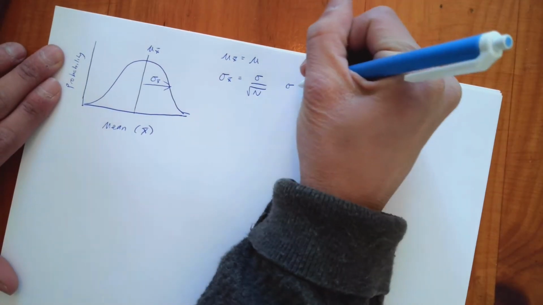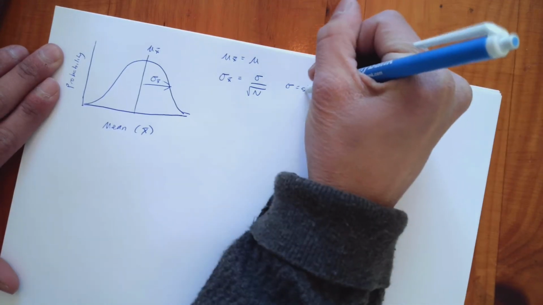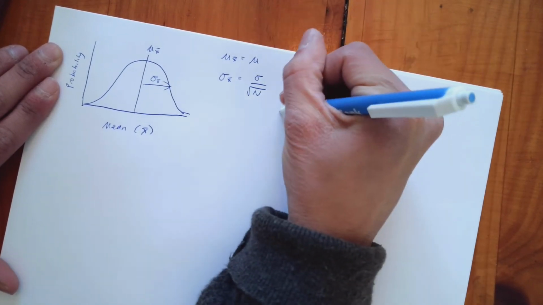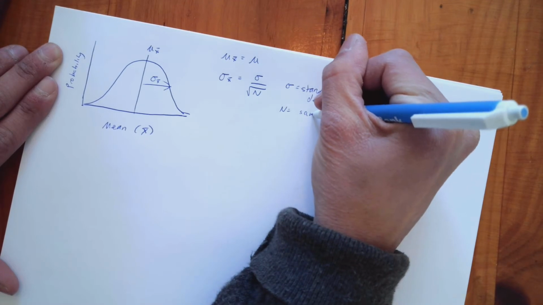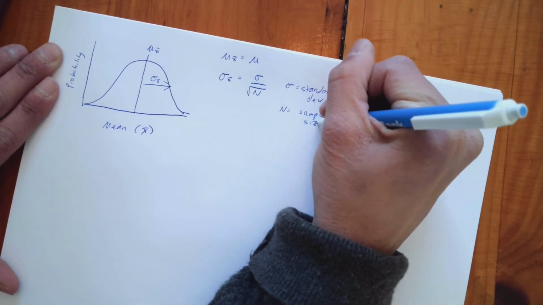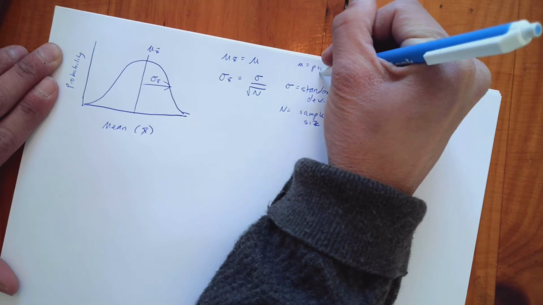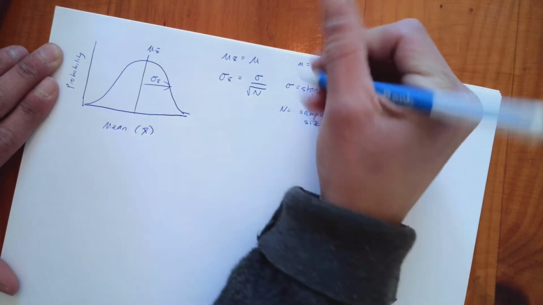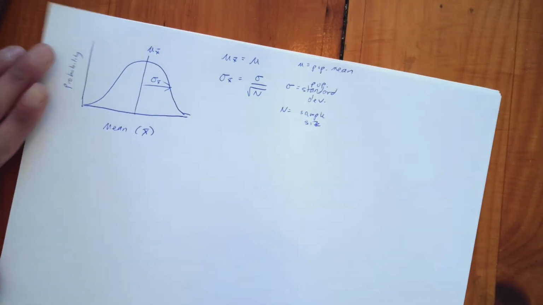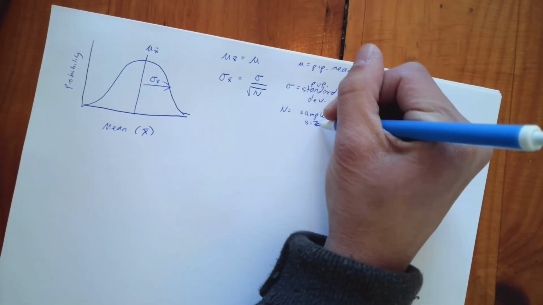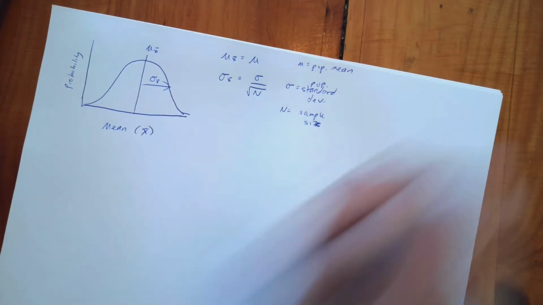where this is the standard deviation for your variable, and n is your sample size. And just for completion, I'll say this is your population mean. So this is your population standard deviation. And your sample size.